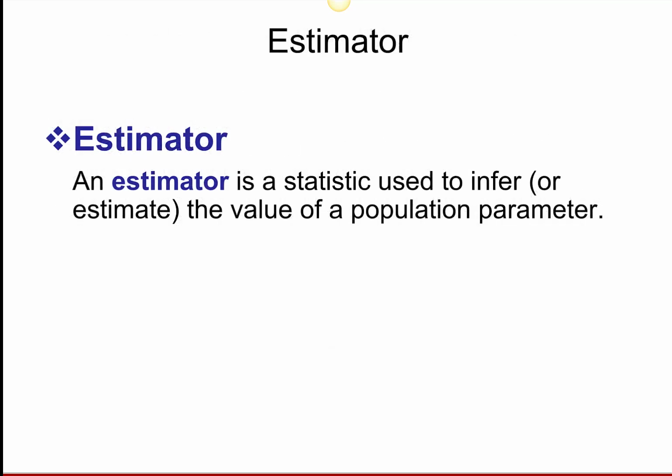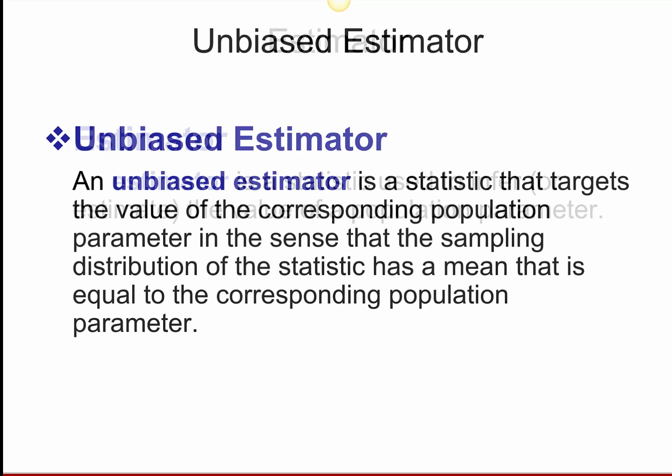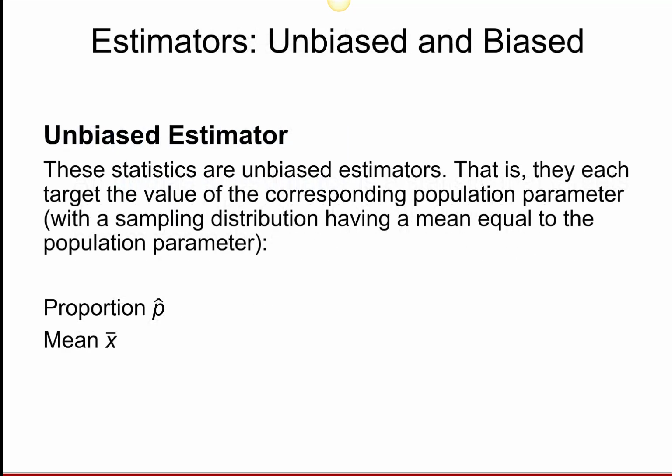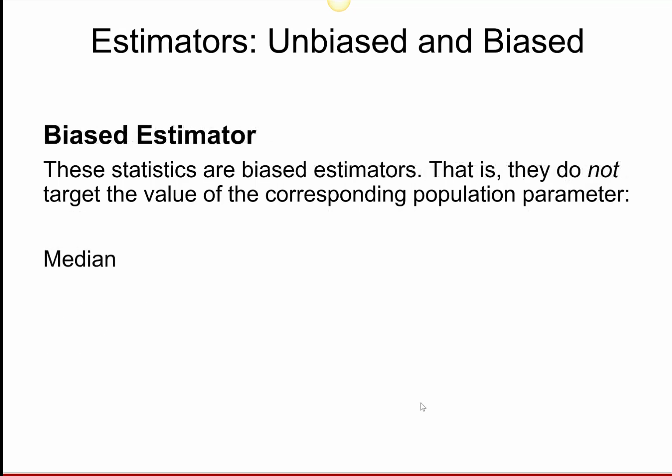So an estimator is a statistic used to infer or estimate the value of a population parameter. And we say an estimator is unbiased when it targets the true value of the population parameter. Two of the unbiased estimators that we're going to use in this class are: p hat is an unbiased estimator of the population proportion, and the sample mean x bar is an unbiased estimator of the population mean mu. A biased estimator, for example, would be something like the median, so it doesn't actually target the corresponding population parameter.